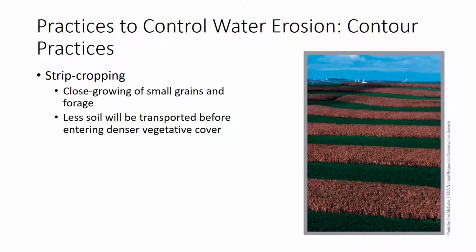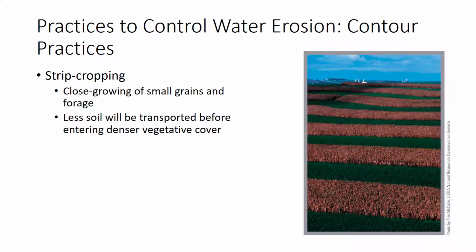Strip cropping takes advantage of the fact that close-growing small grains and forage provide a dense vegetative cover, so they protect the soil better than row crops. The photo shows strips of alfalfa alternating with corn on the contour. The distance of the less protected soil will be short, so less soil will be transported before entering the denser vegetative cover of the alfalfa strip, where water slows and soil particles are filtered out.